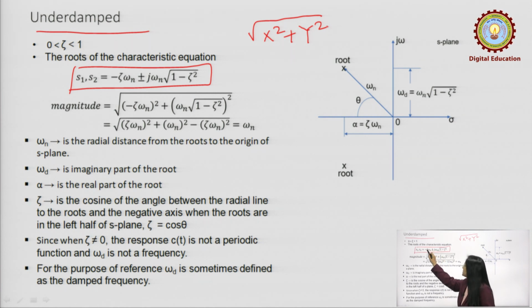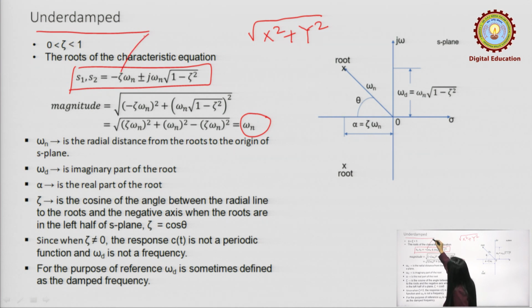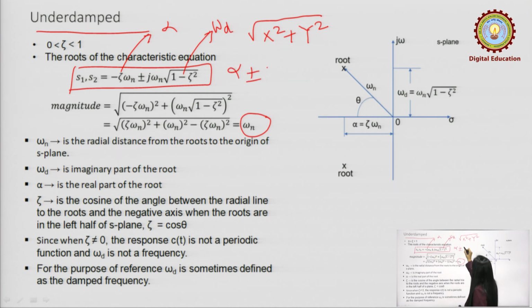We have used this minus zeta omega n square plus this, and when you solve for the magnitude, we get the magnitude as omega n. So, when zeta is lying between 0 and 1, what is the magnitude of the roots? It is omega n that we have shown here. Basically, we are terming this as the real part, that is alpha, and this is the imaginary part, which is known as omega d. So, it is alpha plus minus j omega d.